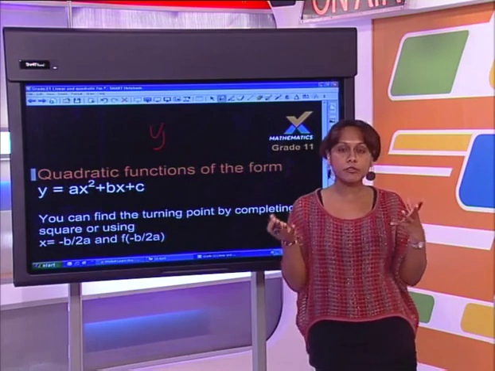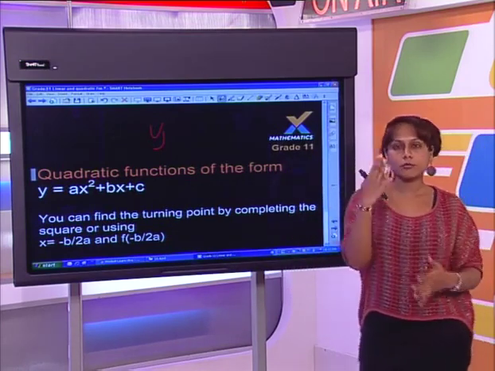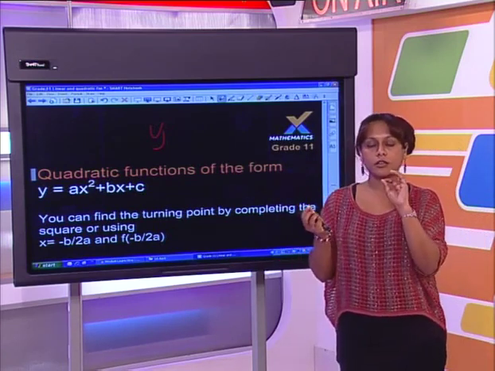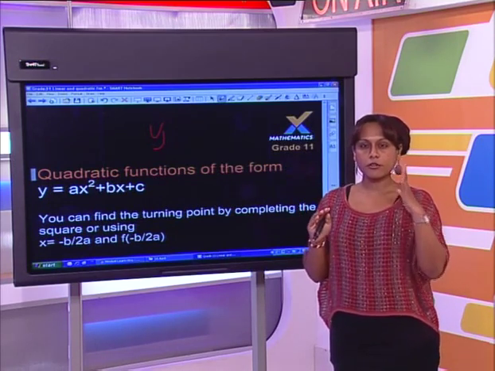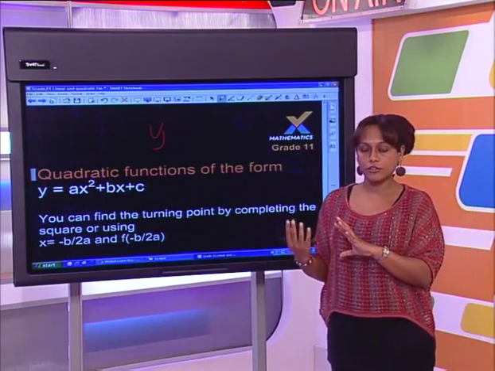Some of the things I'd like you to remember is that when your equation is in the form y is equal to a times (x minus p) squared plus q, p and q are the x value and the y value of your turning point. The p corresponds to the x value of the turning point, and the q corresponds to the y value of the turning point.